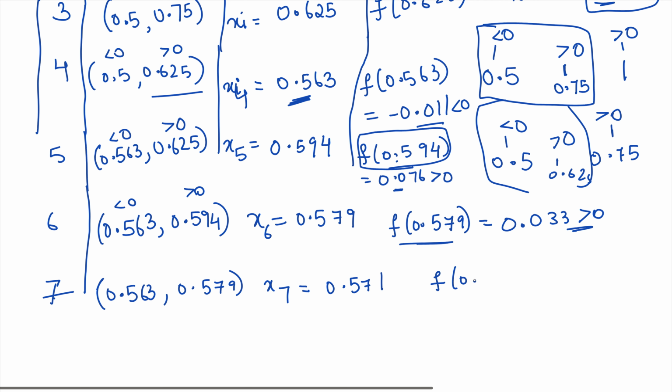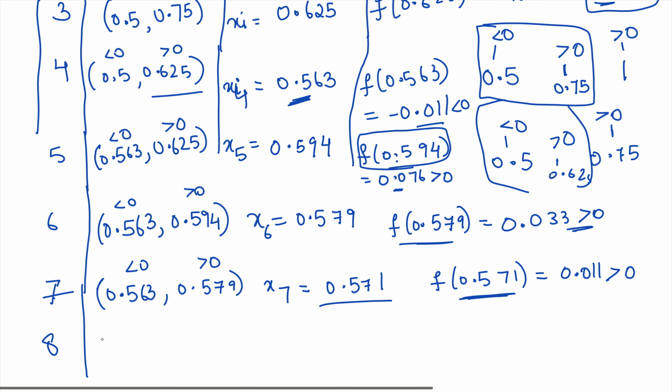Now what is f of 0.571? It's 0.011, again greater than 0. This is less than 0, this is greater than 0. So what we would take? Whatever the middle value we are finding out, and since this was greater than 0, we will include it, and we will take the less than 0 one from our previous interval. So 0.563 comma 0.571. I'm just repeating again. If this was less than 0, we would have taken greater than 0 number from our previous interval.